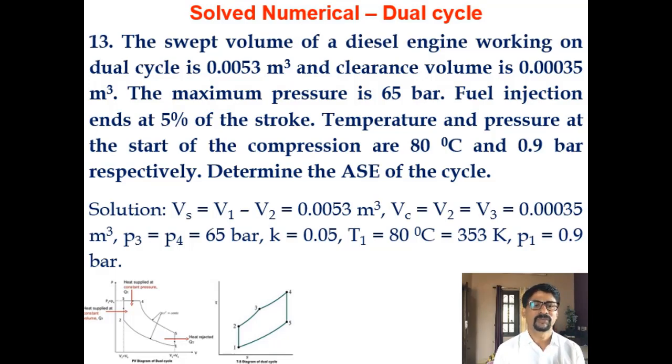Swept volume of a diesel engine working on dual cycle. That means you have to consider it as a dual cycle problem. So you draw the PV or TS diagram, any one. Better always draw the PV diagram to solve the problem, not the TS diagram, because it is very easy to simplify. 1 to 2 is the isentropic compression, as all of you know. 2 to 3 is constant volume. 3 to 4 is constant pressure. 4 to 5 is isentropic expansion. 5 to 1 is constant volume. So it is more clear than the TS diagram.